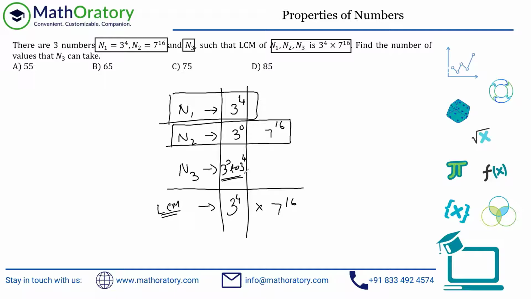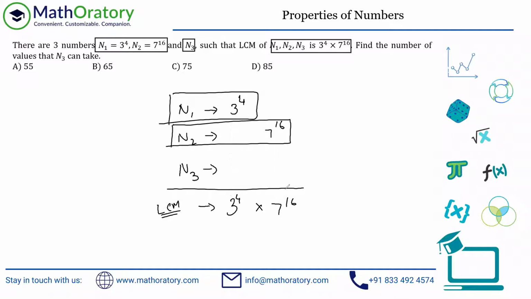Similarly, for powers of 7, N1 doesn't have a power of 7, and N2 has already 7 to the power 16 in it. In the LCM, you can find there is already 7 to the power 16. So N3 can have anything from 7 to the power 0 to 7 to the power 16. Again, same idea: even if this has 7 to the power 0, because this already has 7 to the power 16, the LCM will automatically have 7 to the power 16. So the easy part that I earlier mentioned was that this thing is as it is here, and this thing is as it is here, the powers, that is.